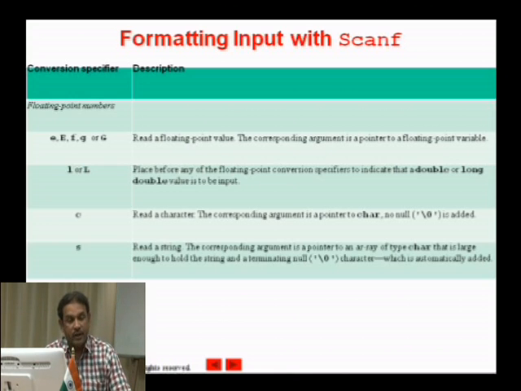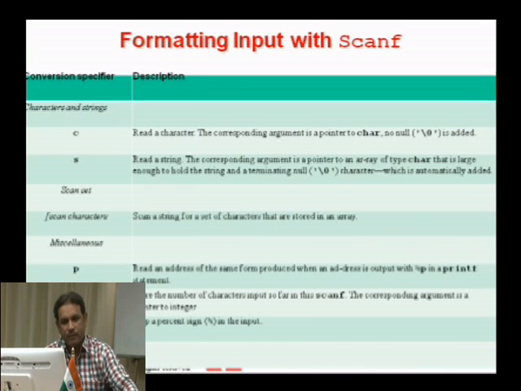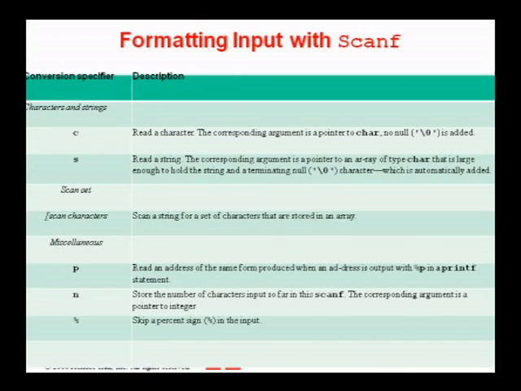Then for reading a character, %c, and %s for reading a string, and all strings are terminated with a null character. Then we have some special conversion characters, like %p for reading an address, the same as when you use %p in a printf statement. %n is used to print the number of characters, or to read the number of characters, and %% is used to skip a percent sign in the input. So some special characters are available.